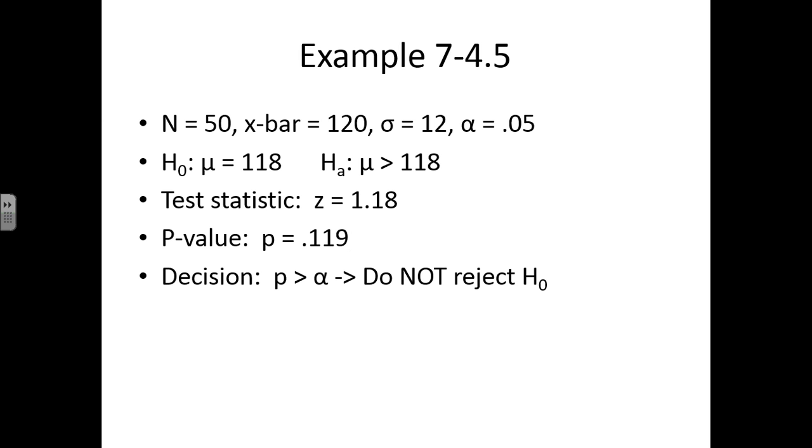All right, stop for just a second and try. Hopefully you got these. If you did, then you did everything right. Now again, this is larger than my significance level, so p is greater than alpha again, so we do not reject the null hypothesis.